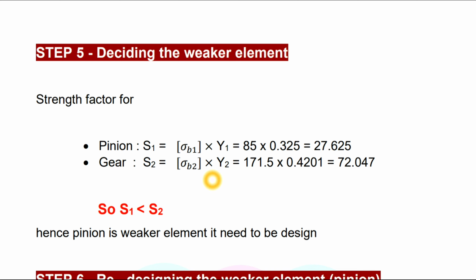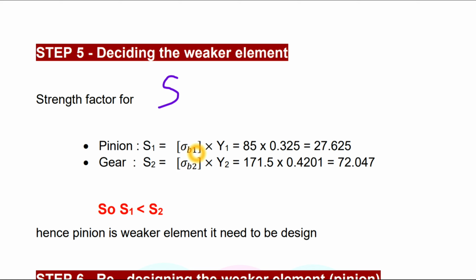Moving to the next step, which is deciding the weaker element. In this step we will decide which is the weaker element, pinion or gear. First we will find the strength factor for pinion as well as gear. We denote strength factor as S; S1 denotes pinion and S2 denotes gear. The formula is sigma b1 into Y1, and for gear, sigma b2 into Y2.